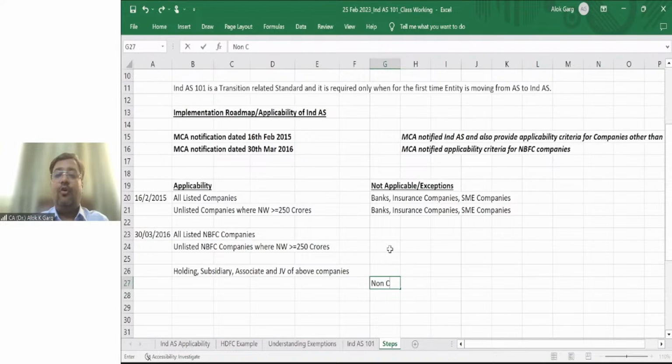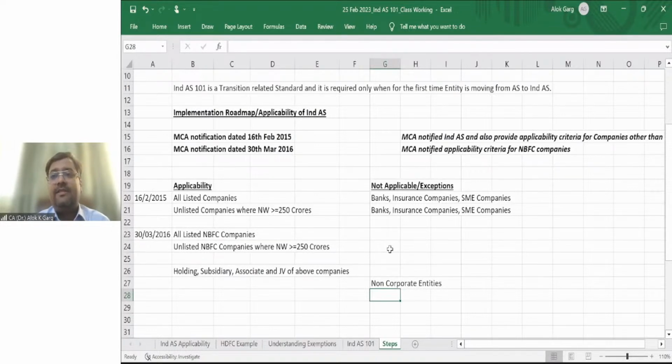Ind AS is not applicable to non-corporate entities, right? For example, the interviewer will ask you, or in the examination, the question will ask you, let's say in the GFRS paper in multiple choice format, or in the FR paper, the examiner will ask that ABC Limited has also invested in a partnership firm, and you are doing the Ind AS transition for the first time. So whether you will apply Ind AS 101 provisions and Ind AS provisions on ABC Limited as well as the partnership firm of ABC Limited also.